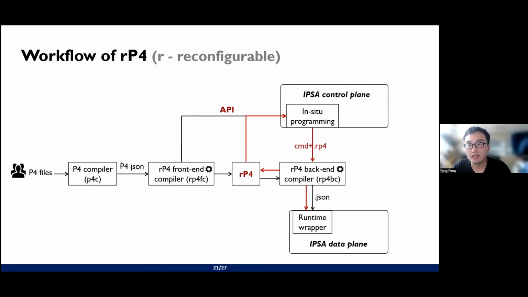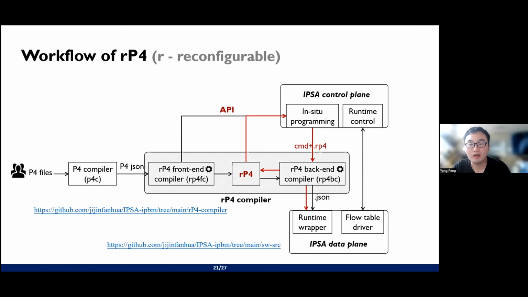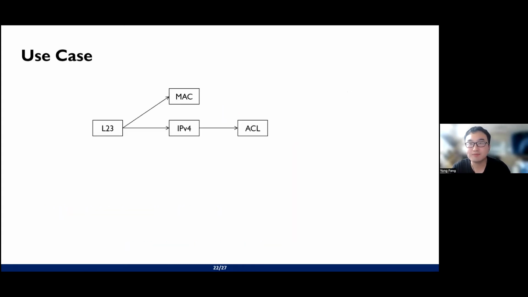Users can download commands and RP4 code snippets, and the RP4 backend compiler translates the runtime requirements and updates the RP4 IR. Then the compiler provides new interfaces for flow entry modification and so on. Corresponding implementations can be seen on the open source website.